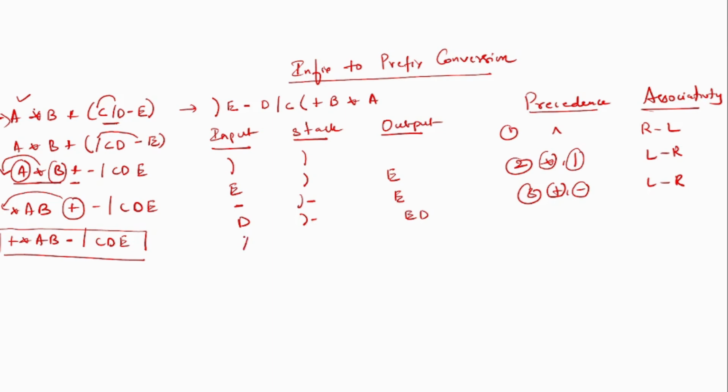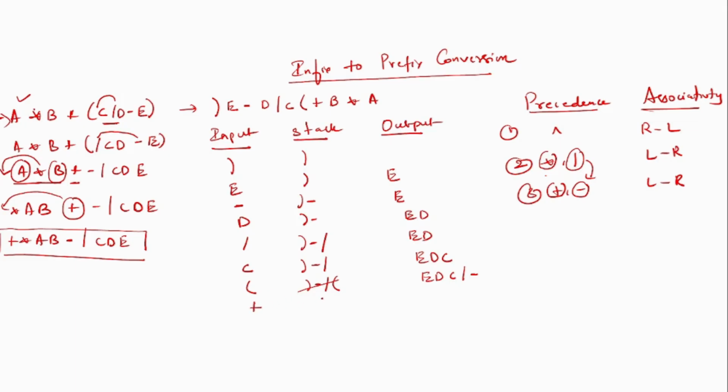Then comes by. Division has greater precedence than minus. As you can see, division has greater precedence than minus, therefore we push it into the stack here, minus, and then division, e d, correct. Then comes c. C is not an operator, therefore e d c. Then comes open parenthesis. As I've told you, once you have close and open parenthesis, pop everything into the output. Therefore I'll say e d c by minus, this will be popped completely.